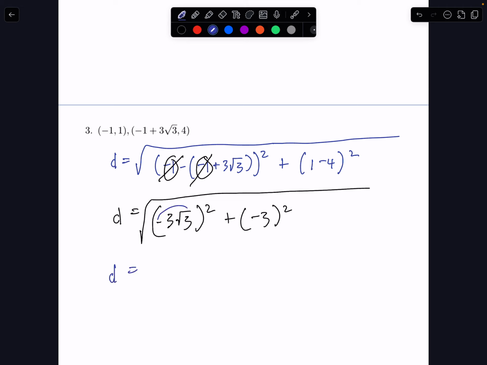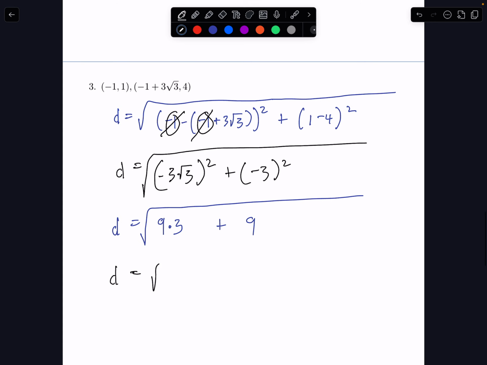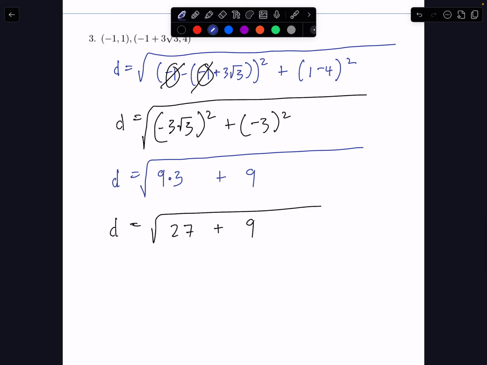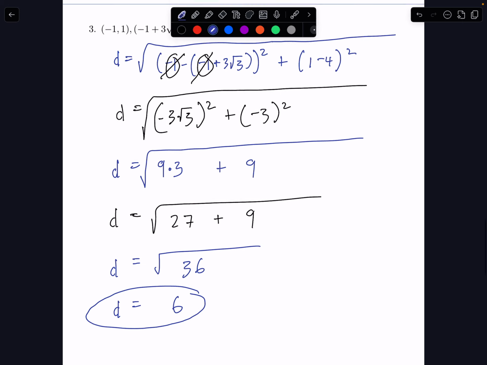Now, when I square something like this, I've got a regular component and a root component. I just square them both. So negative 3 squared will be 9, and the square root of 3 squared is just 3. So it's 9 times 3, plus negative 3 squared, which is 9. So 9 times 3 plus 9. 9 times 3 is 27, and 9 is just 9. So 27 plus 9 is the square root of 36, which, oh nice, is just 6. Beautiful. Okay, so that's part A.